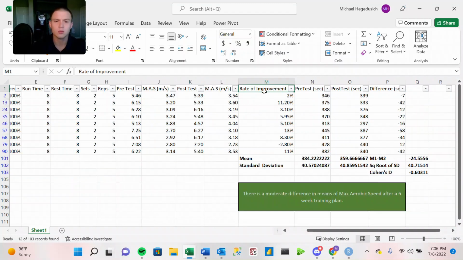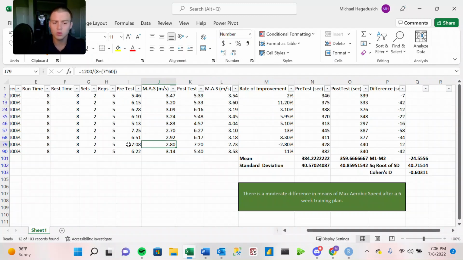When we look at the rate of improvement, we see that all but one athlete improved. They got faster. The reason why this athlete got slower, he told me after the post-test that he had messed up during the pre-test. So his pre-test time was incorrect and it should have been longer. We see his pre-test time is 7 minutes and 8 seconds and his post-test time is 7 minutes and 20 seconds. He had messed up on his pre-test and it should have been a little bit longer than 7 minutes and 8 seconds.